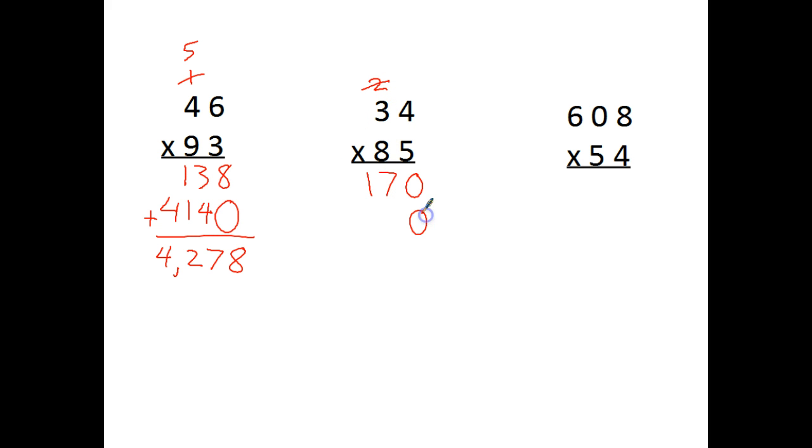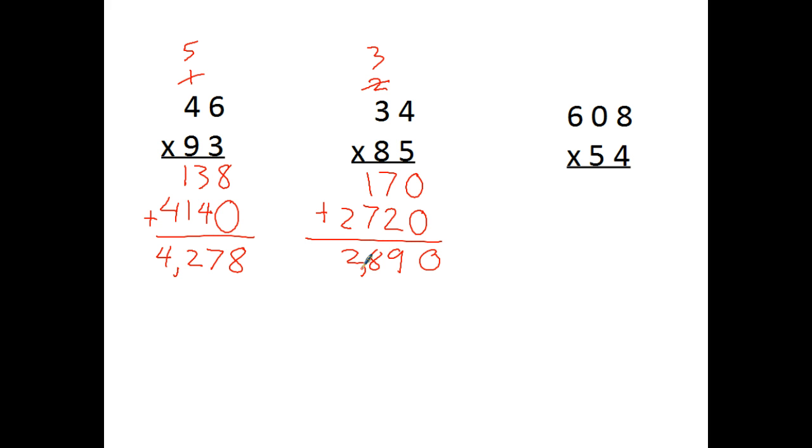Marco, Polo. 8 times 4, 32. Put down my 2, carry my 3. 8 times 3, 24, plus 3 more, 27. Add up my numbers. And count over 1, 2, 3 spots for my comma, 2,890.